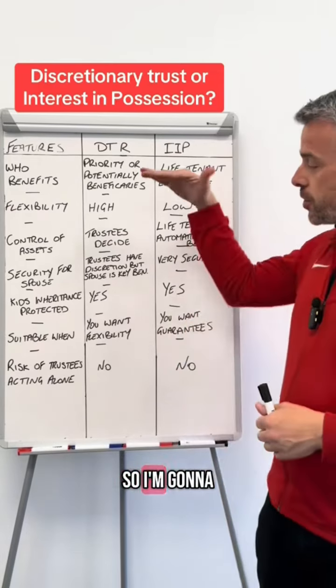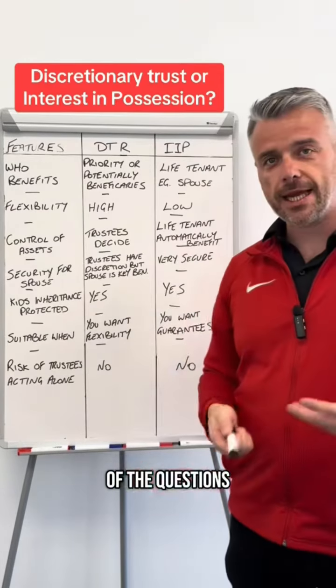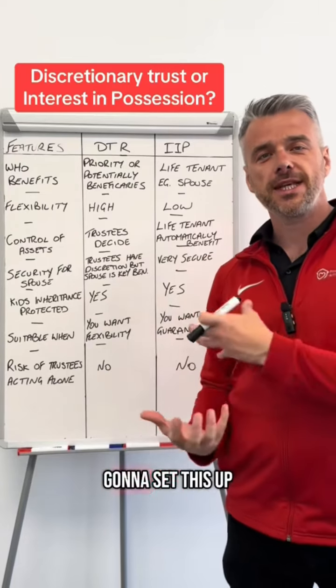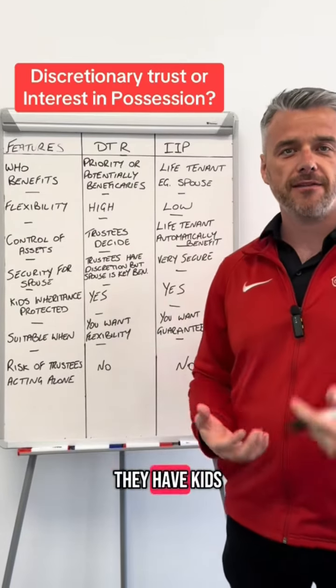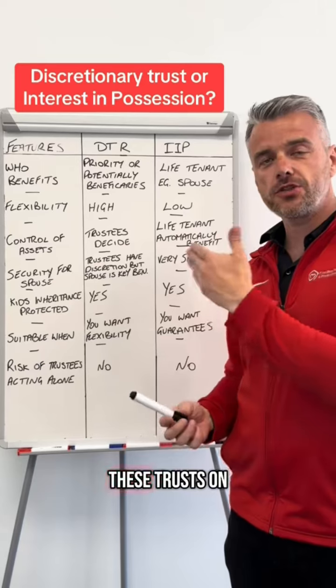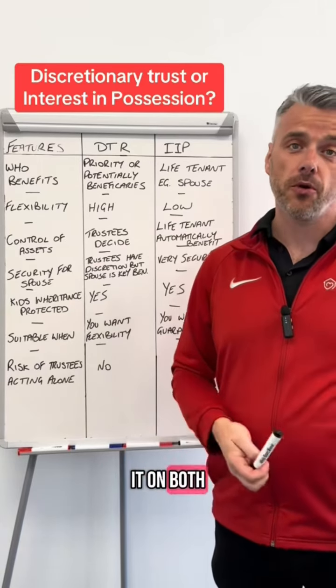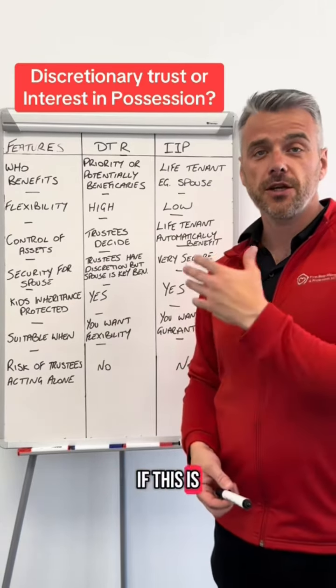So I'm going to talk you through this. These are some of the questions I get asked and how I'm going to set this up. This is a married couple and they have kids. And we're going to do it on both, but we're going to talk through as if this is the husband's will.